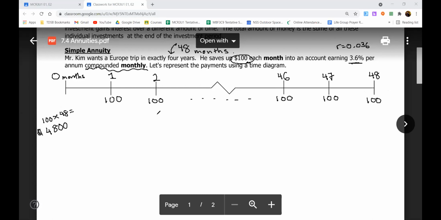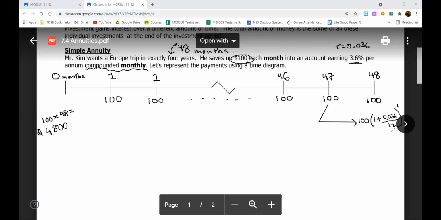But remember, this is growing in interest by 3.6% every year. So the $100 that I put in at the very end, I don't have any time to earn interest. But the $47 that I put in, it had 1 month of interest to earn. So that was basically going to be 100 multiplied by 1 plus 0.036 divided by 12, right? And how many months? Just one. That's going to be one.